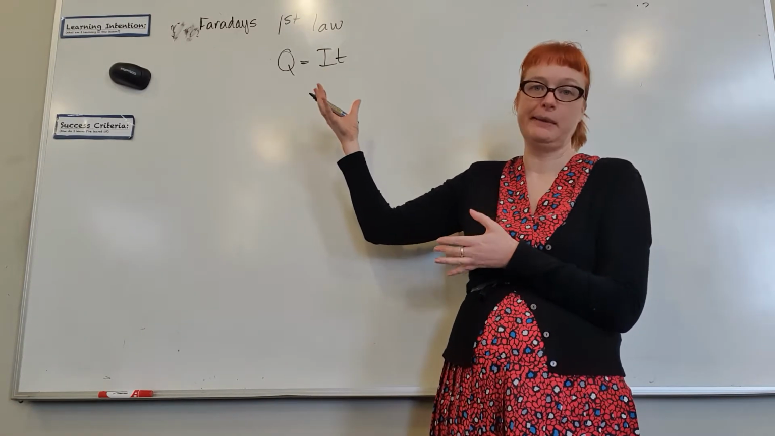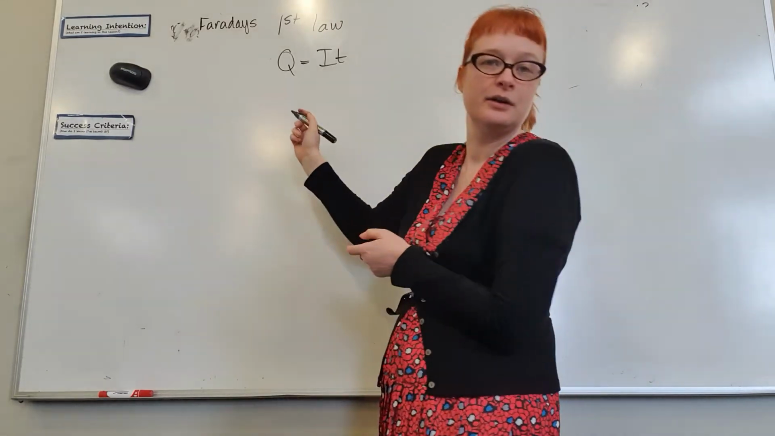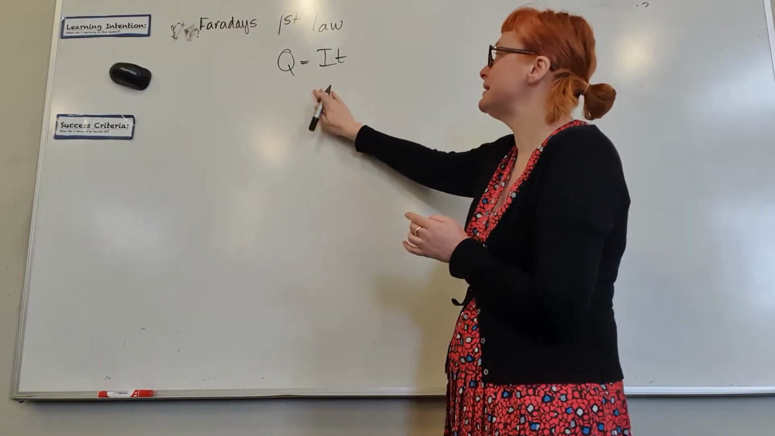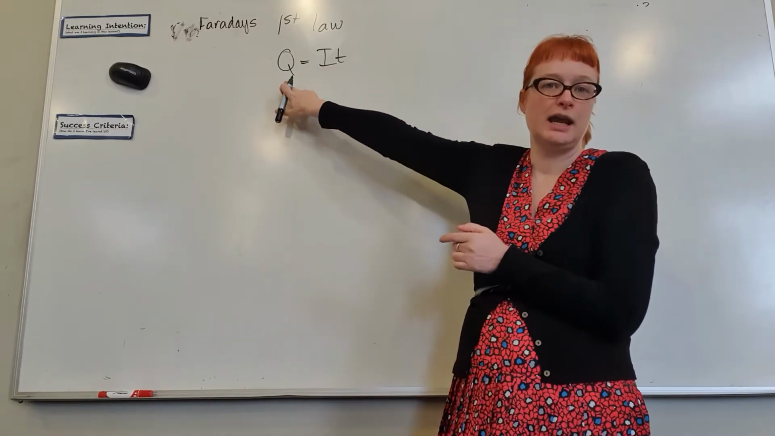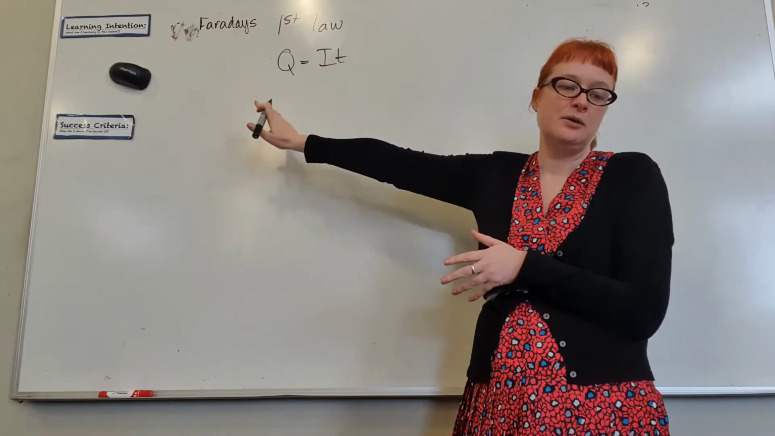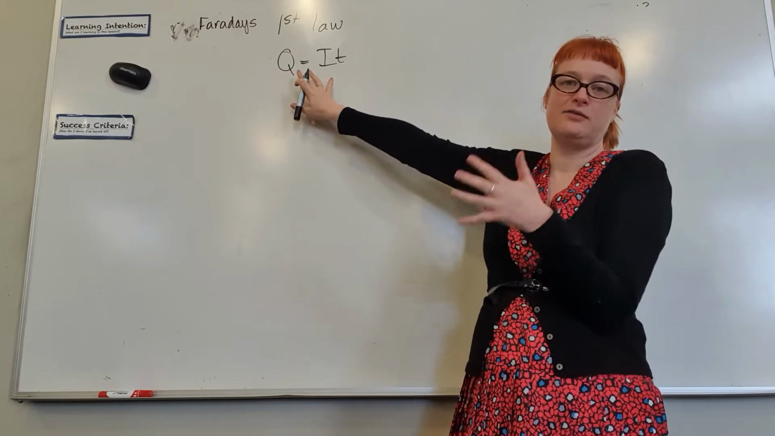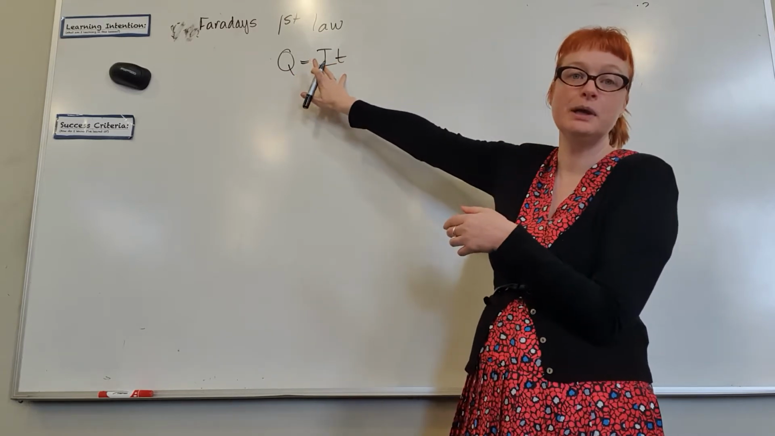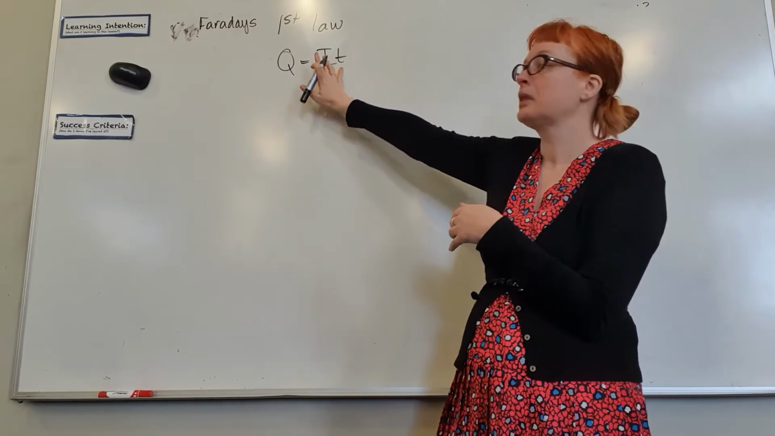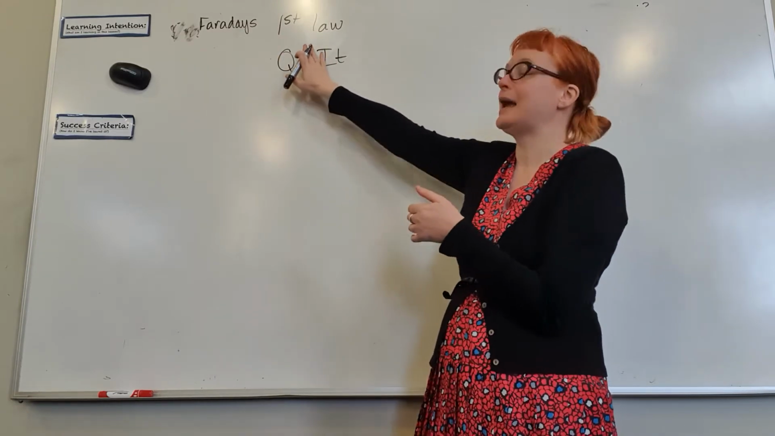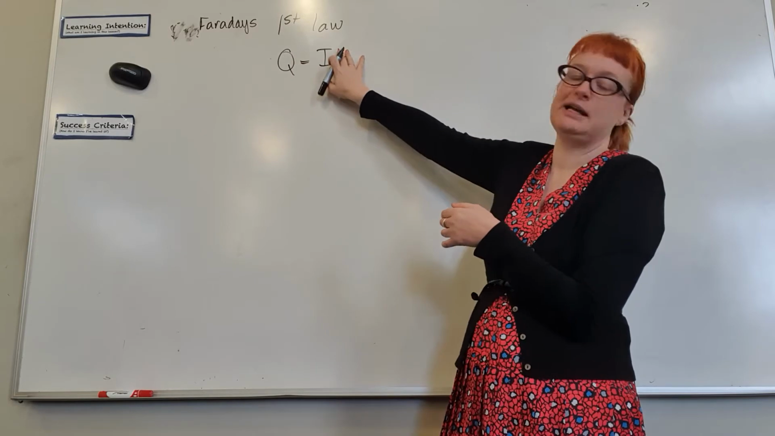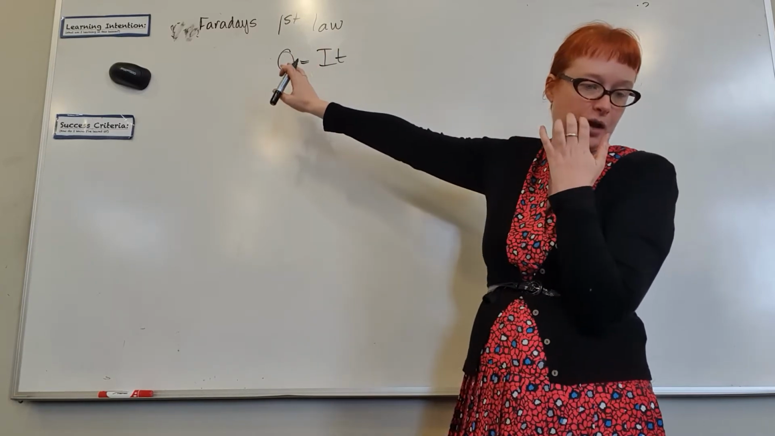So what does that mean? We can break it apart. It means that our amount of electrical charge in coulombs is equal to the current, the rate of flow, times time in seconds. So however much charge we get has this relationship to our current and our flow.